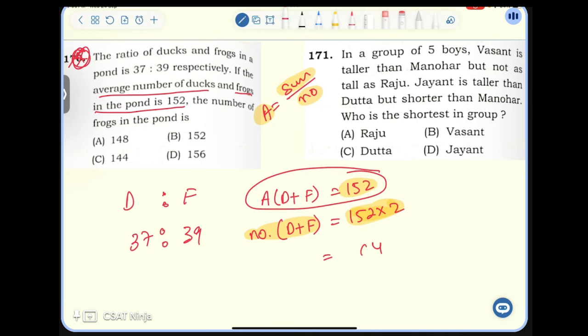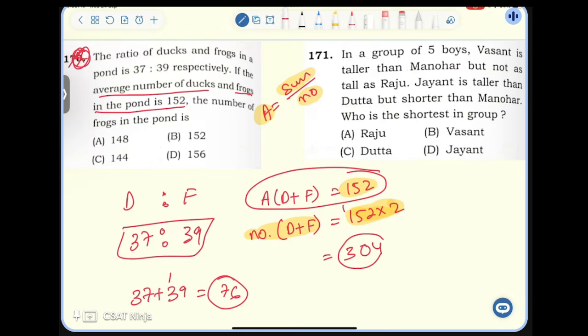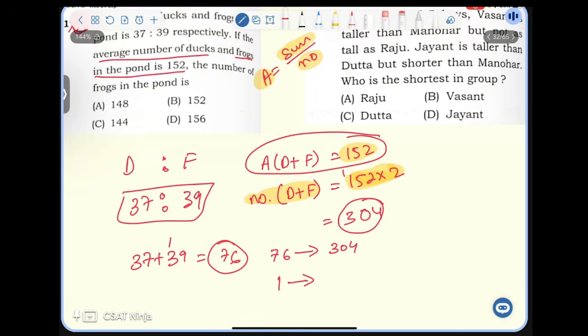So 152 into 2 is 304. I'm getting 304 as a total here. But what I'm going to do is sum these two in terms of ratio, 37 plus 39. If I sum this, I'm getting a total of 76 in terms of ratio. But I'm getting a total of 304 in reality. So in terms of ratio it is 76 and in reality it is 304, which means 1 in terms of ratio will represent 304 divided by 76.